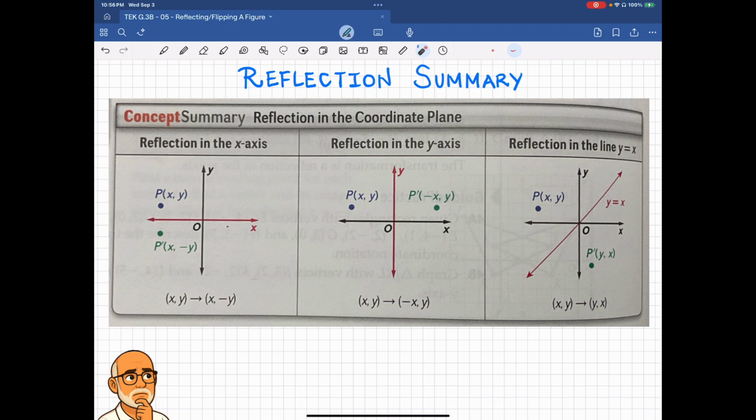So we know what happens is if we're reflecting on the x-axis, the y changes signs. Here's the formula. If we're reflecting on the y-axis, the x's change signs. Here's your formula. If we are looking at y equals x, what happens is x and y flip-flop. And so what we get is (x, y) is mapped to (y, x). And there we have it. Here is a handy-dandy chart for reflection in the coordinate plane.